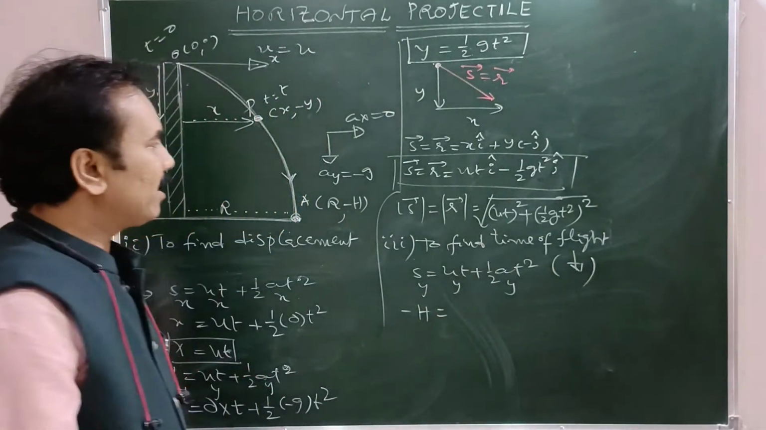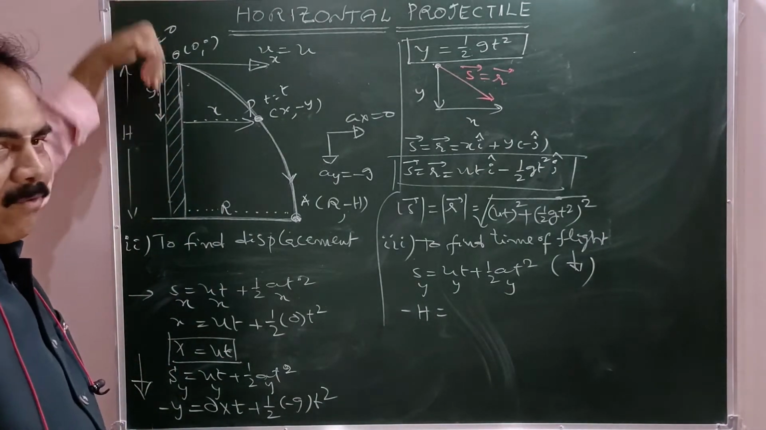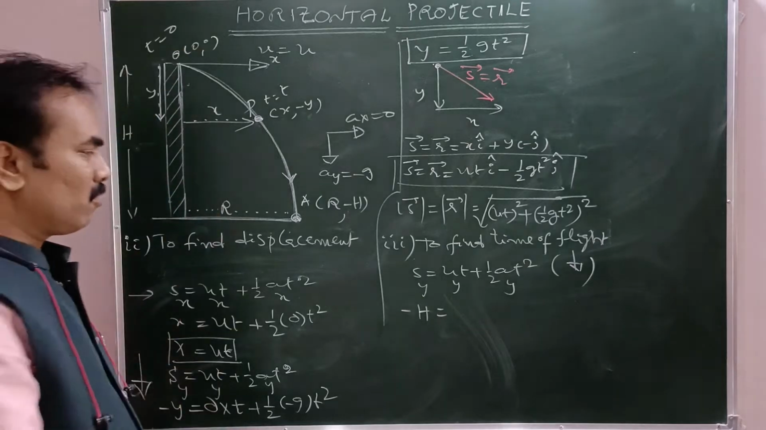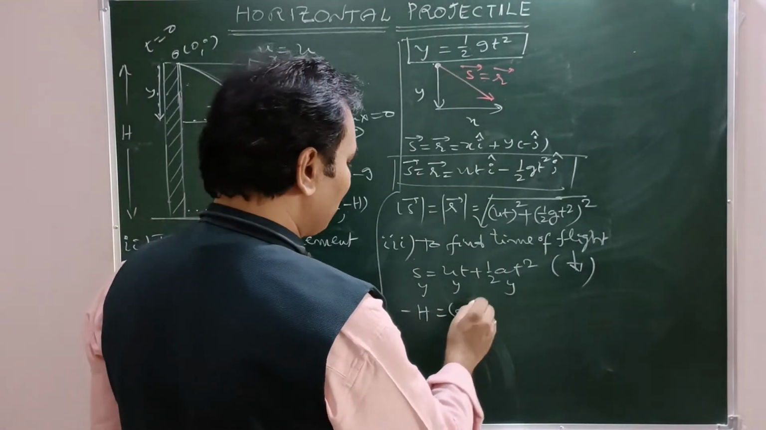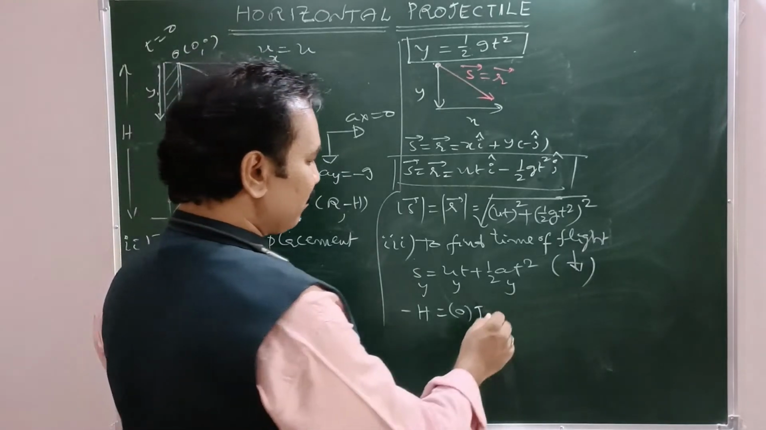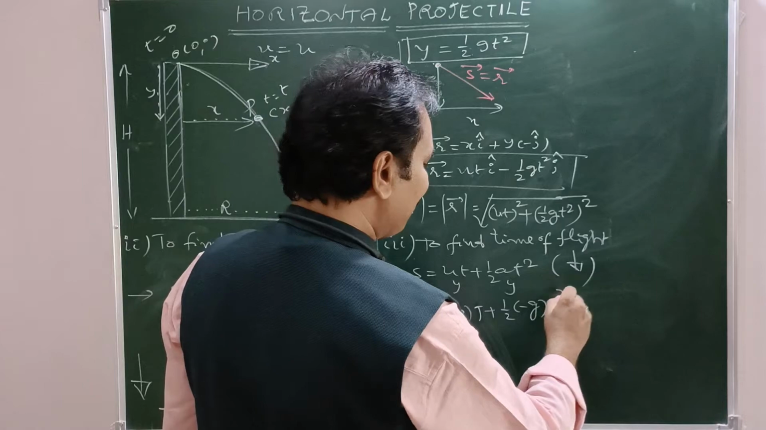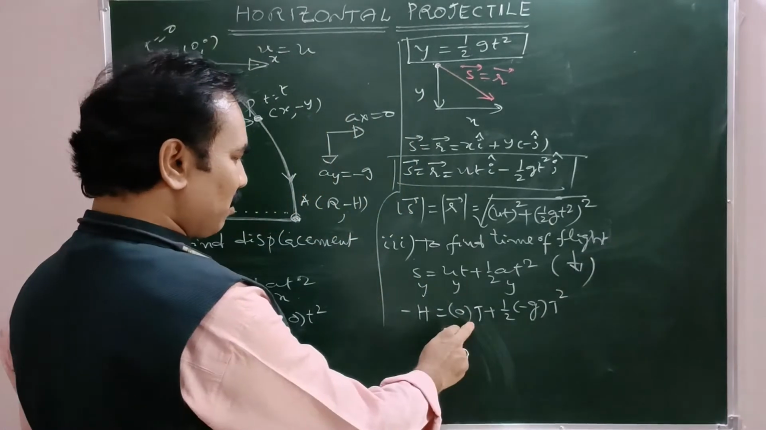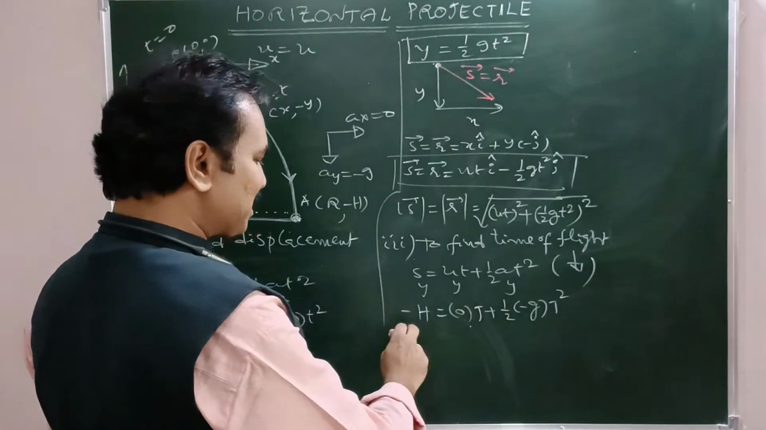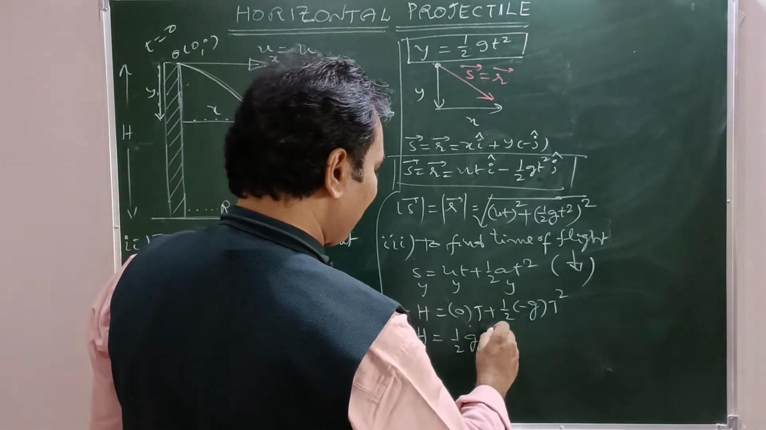That is uy. What is the vertical velocity at the point of projection? There is no velocity along vertical at the point of projection. So uy is 0, times t. T means what here? Capital T, time of flight. Plus half into ay, which is minus g, times capital T square. So here it is 0, plus or minus cancel, we are left with h equal to half g t square.